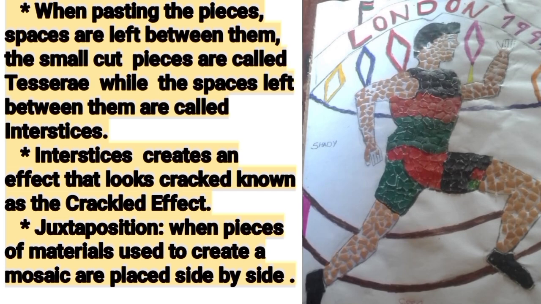Now we have this term juxtaposition. So this process, it's when pieces of material used to create a mosaic are placed side by side. When you place those tesserae side by side, we call that juxtaposition.